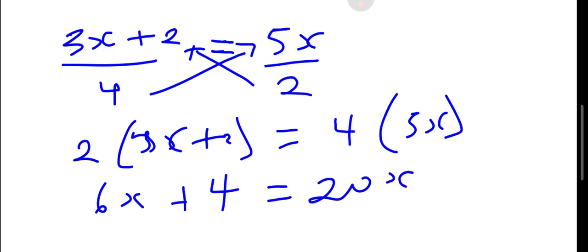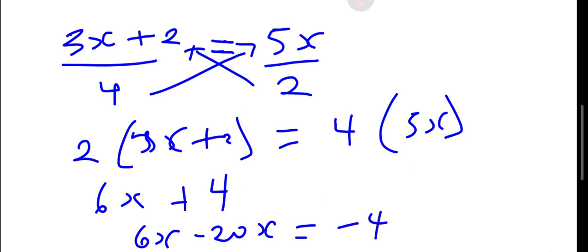So from here we group like terms. You bring all x on one side and everything else on the other side, right? So we have 6x here. So we bring 20x here, it becomes minus. So minus 20x is equal to, when 4 crosses, becomes negative 4. Let me clean the top.